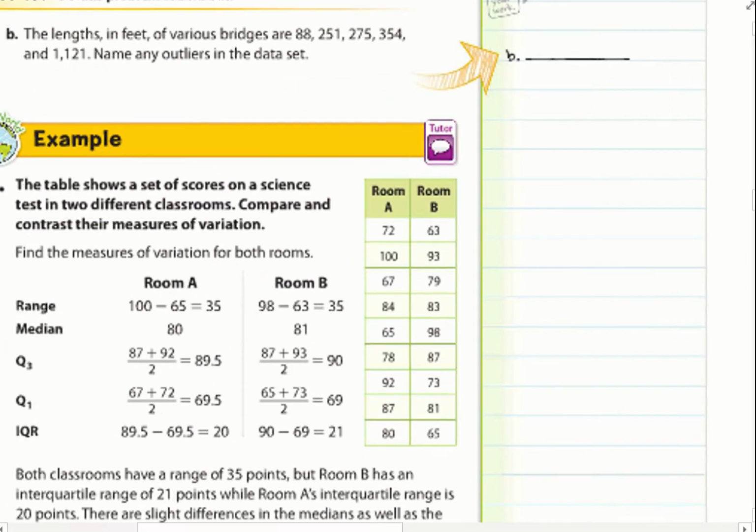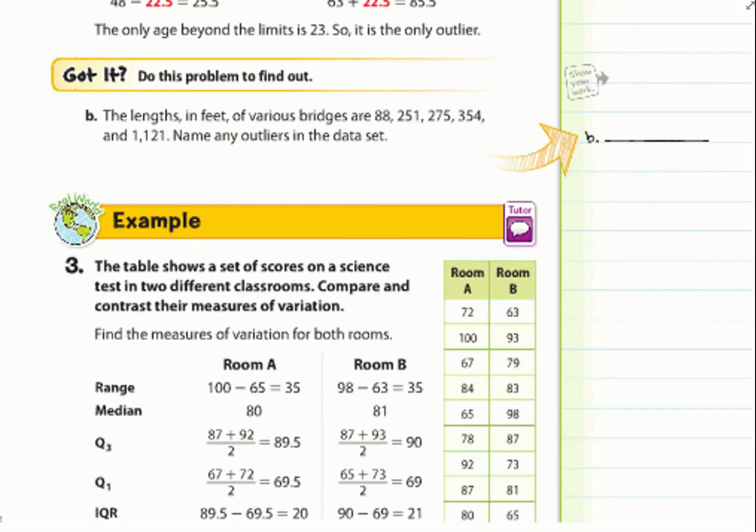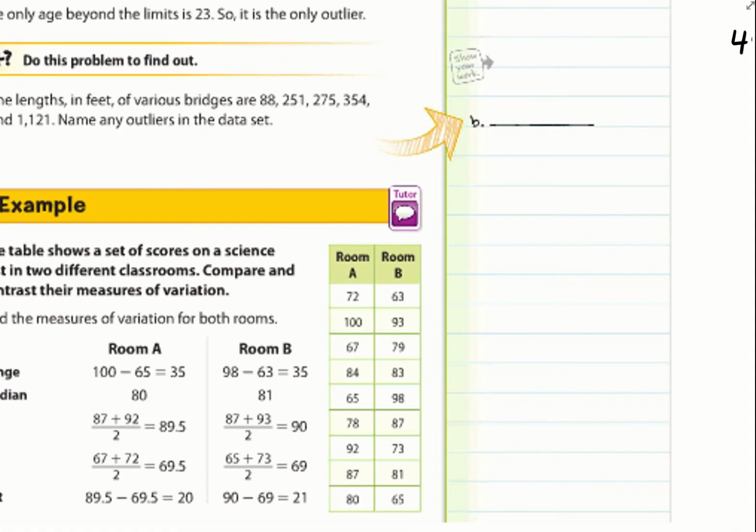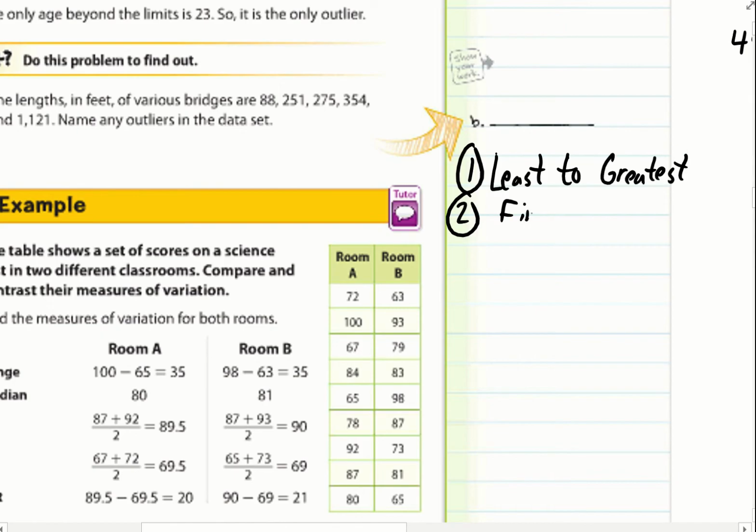So I'm actually going to do B with you guys. And I'm also going to write it step by step. So step one is least to greatest. Step 2, find IQR.